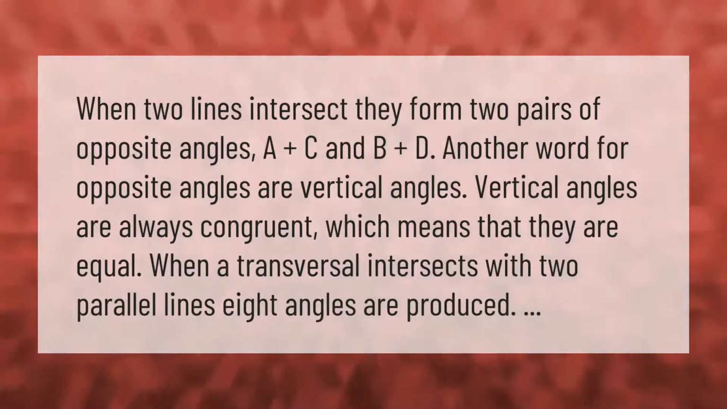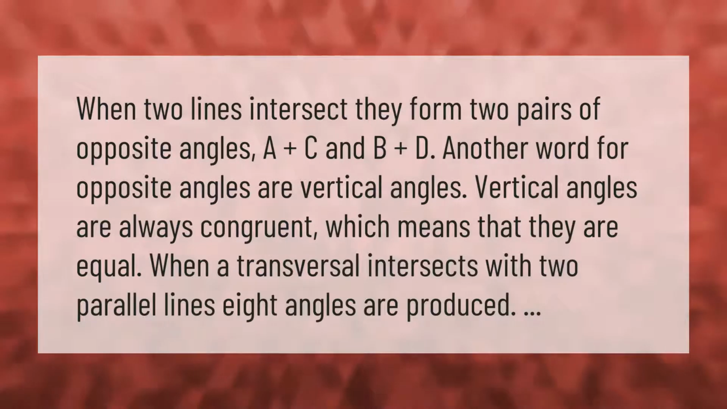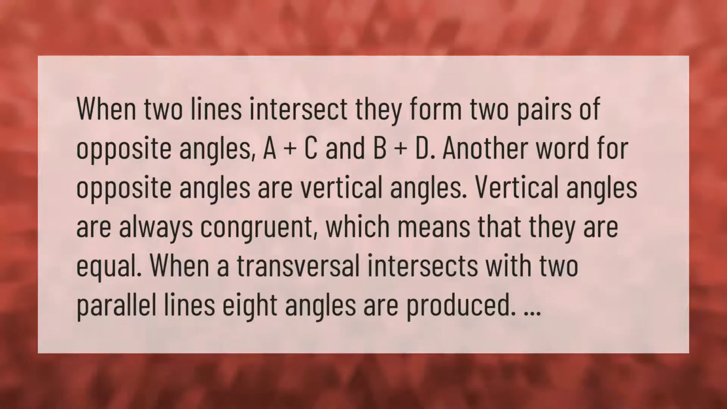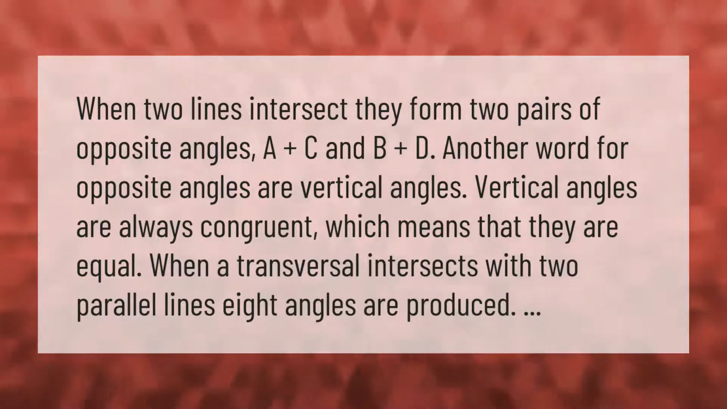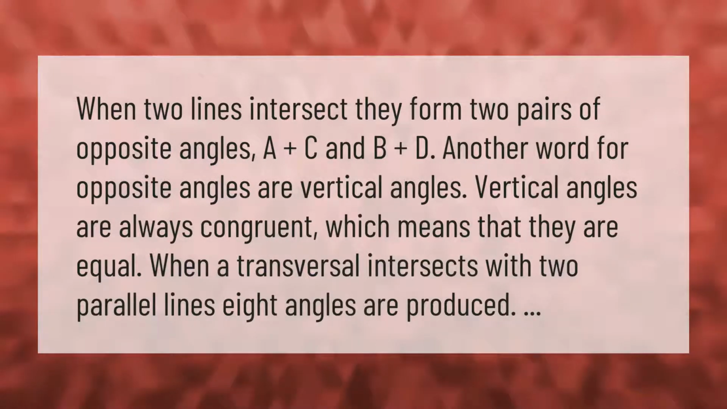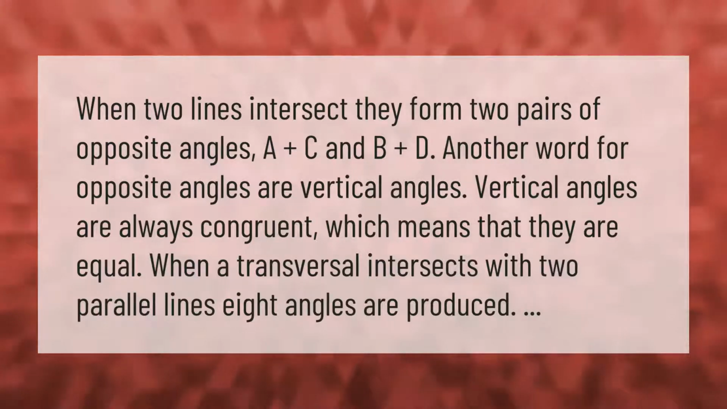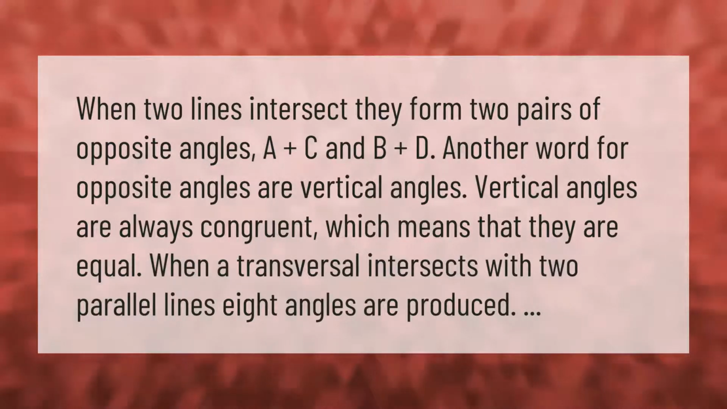When two lines intersect, they form two pairs of opposite angles, A plus C and B plus D. Another word for opposite angles is vertical angles. Vertical angles are always congruent, which means that they are equal. When a transversal intersects with two parallel lines, 8 angles are produced.